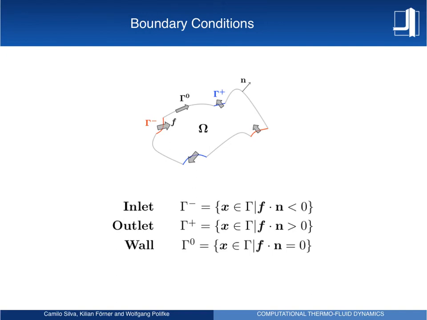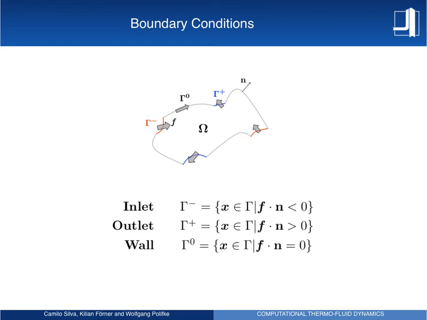So we know that the inlet flux will point inwards, and the corresponding dot product with respect to the normal vector will actually be negative. And this is what defines an inlet. The outlet is going to be the opposite. Since the flux is always pointing outwards, the dot product of this flux with respect to the normal vector is going to be positive.